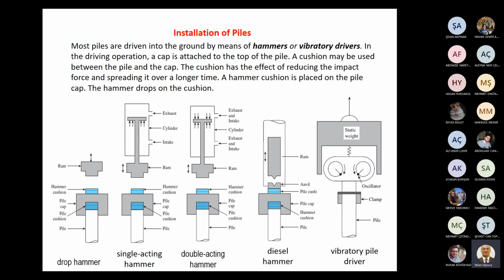How can we install these piles? Most piles are driven into the ground by means of hammers or vibratory drivers. In the driving operation, a cap is attached to the top of the pile. A cushion may be used between pile and the cap. Let me show in the figure. For example, suppose that we are driving by using hammer force.